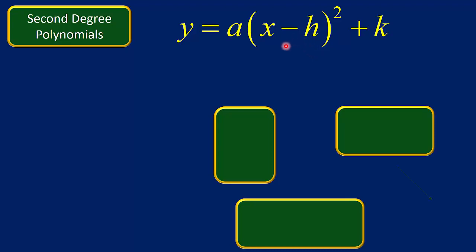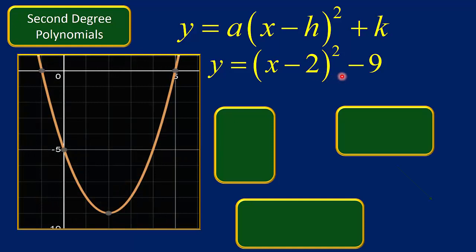I call it that because we can easily see what the vertex is. Notice that the graph of x squared has a vertex at 0, 0. But if we shift it up k units and then a horizontal shift of h units, we can see that the vertex must be (h, k). So if we have a polynomial in this form, we can immediately tell what the vertex is. For example, look at this one. It's been shifted down 9 units and to the right 2 units.